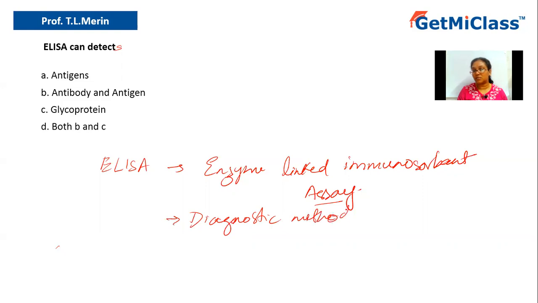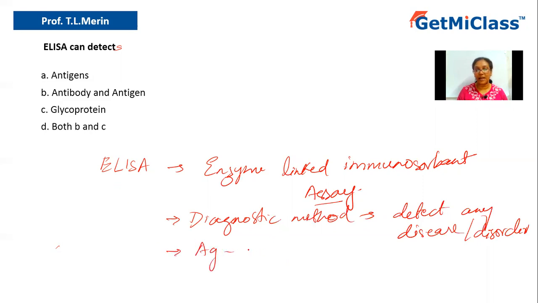It is a diagnostic method for the presence of, or you can say to detect any disease where the infection is there, any infectious disease, or even sometimes the disorders, like if there is any disorder because of which there is production of some protein which is not necessary, then that can be detected by ELISA. So the basic principle behind this is antigen and antibody interaction.